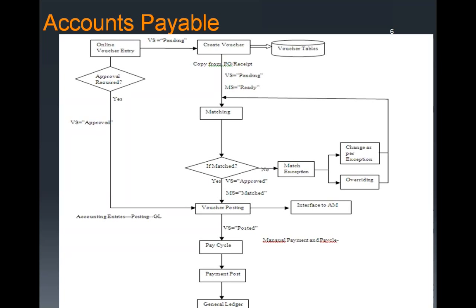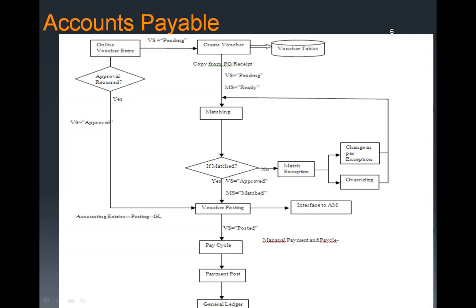So before creating our voucher, we should have a vendor set up in our system. Once you set up the vendor in your system, the next step is to create a voucher. A voucher is the same as a bill. You can get vouchers from online entry or from other modules. Other modules in the sense that they may be coming from the PO, purchase order. Once you create the voucher, it must be approved. Approval can be by your superior, your supervisor.